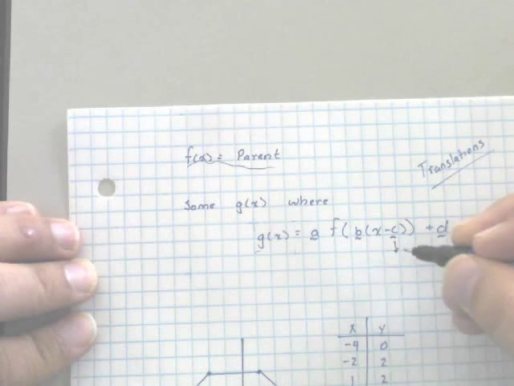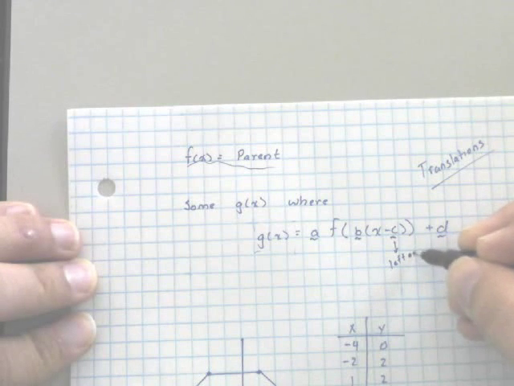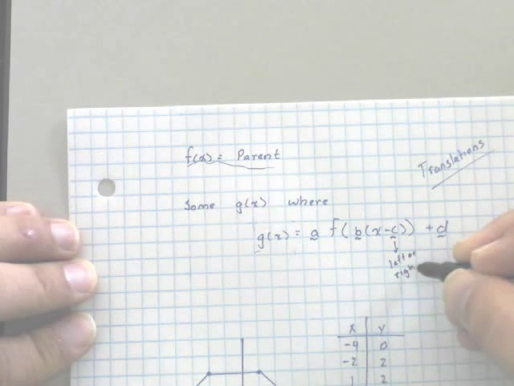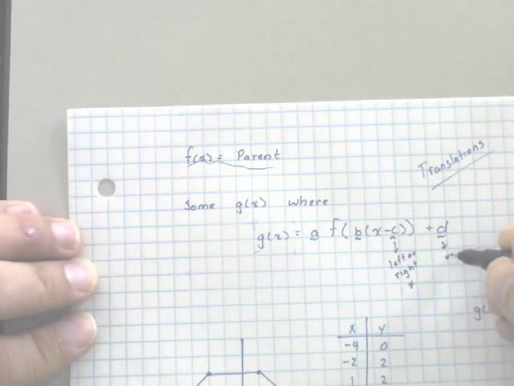C will move my function left or right, and it will always go opposite. Whereas D will transform my function by moving it up or down.